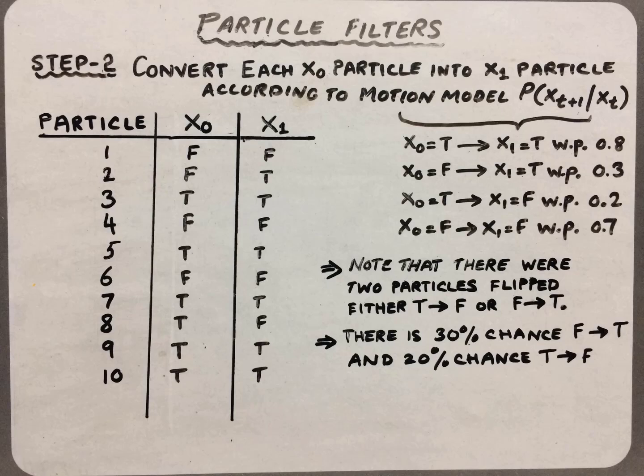And in this example, I have chosen 2 instances where the flip has occurred, because there is a 30% chance that a false particle becomes true, and a 20% chance that the true particle becomes false. So out of 10, you can expect that 2 or 3 particles will change their state. For example, in this case, particle 8 and particle 2 have been flipped.